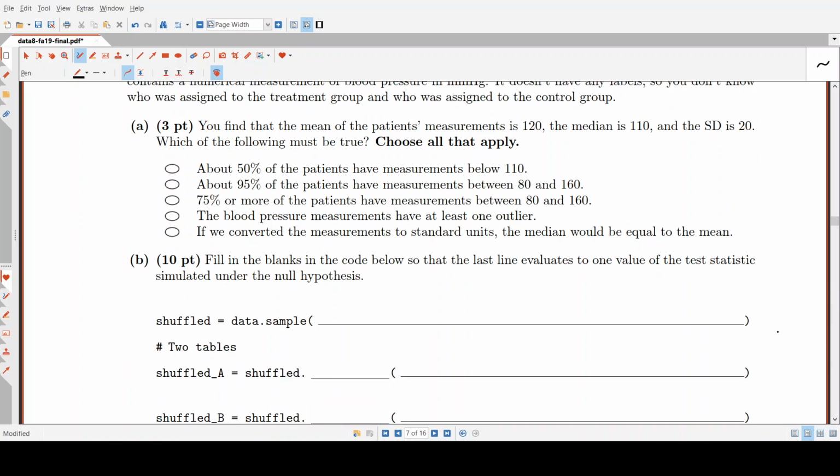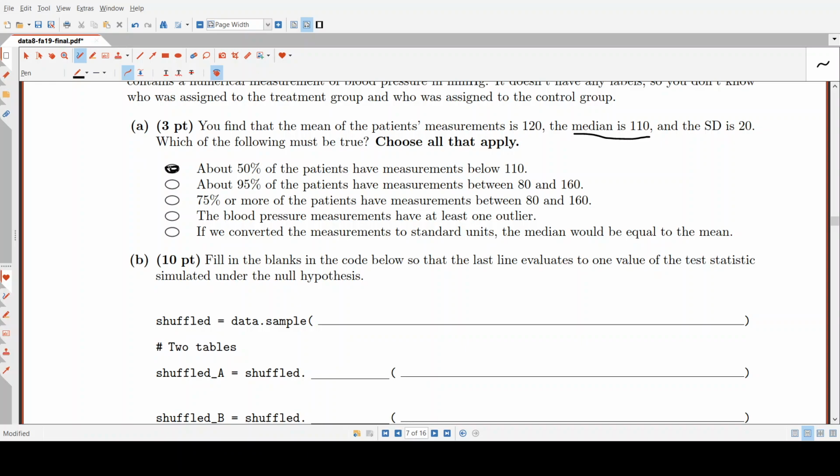So part A. You find that the mean of the patients' measurements is 120, the median is 110, and the SD is 20. Which of the following must be true? The first option is about 50% of the patients have measurements below 110. And this is true by the definition of the median. The median is the point where it divides the data set in half, where half are above that number and half are below. So by definition, this is true.